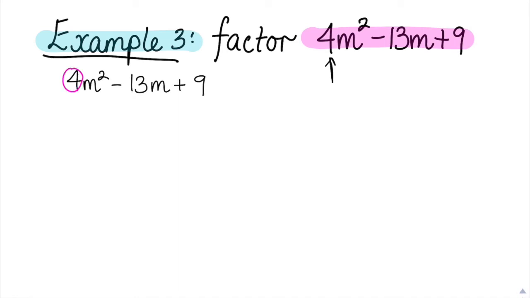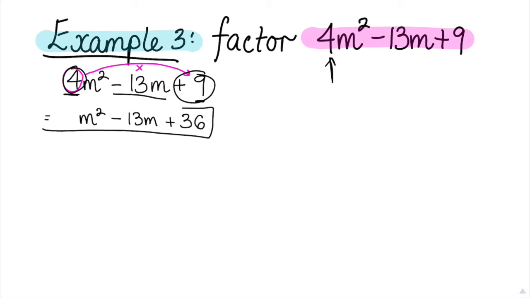Now we're going to pick up this 4 and multiply it by our constant of 9. So we'll have m squared, as I'm picking up this 4 and multiplying it by the 9 over here. Then I've got minus 13m that I've just dropped down, and then I'm going to multiply 4 times positive 9, which gives me positive 36. Now we just factor this expression like we did in the last example.